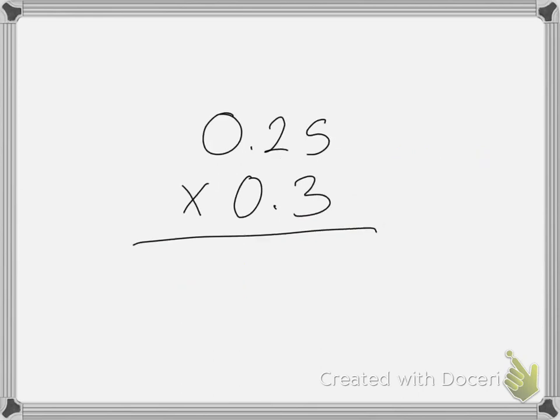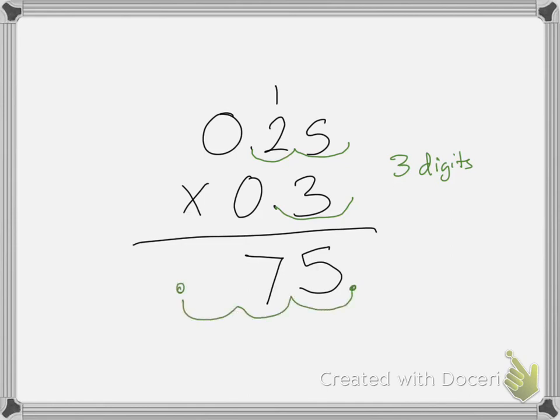Okay, so we're going to try another one. And we have 0.25 times 0.3. So first, ignore the decimal and multiply. 3 times 5 is 15, carry the 1. 3 times 2 is 6, plus 1 is 7. Now we count the digits. 1, 2, 3. So there's supposed to be 3 digits to the right of the decimal. So starting here on the right-hand side, we count over 1, 2, 3. Put my decimal and put a 0 in the place that doesn't have anything.